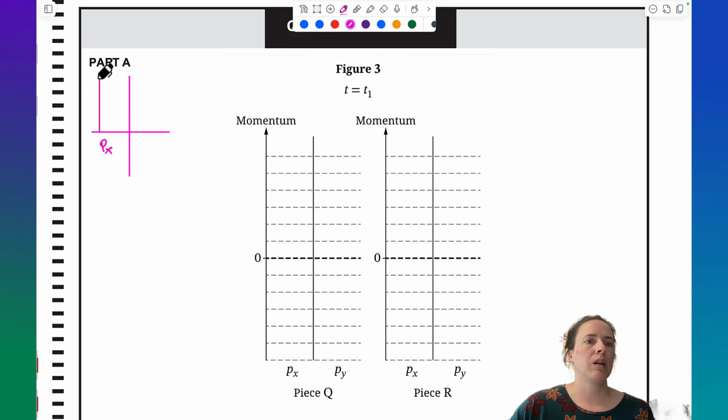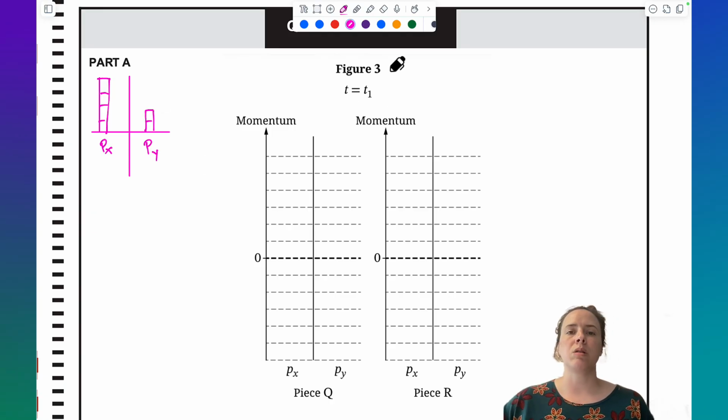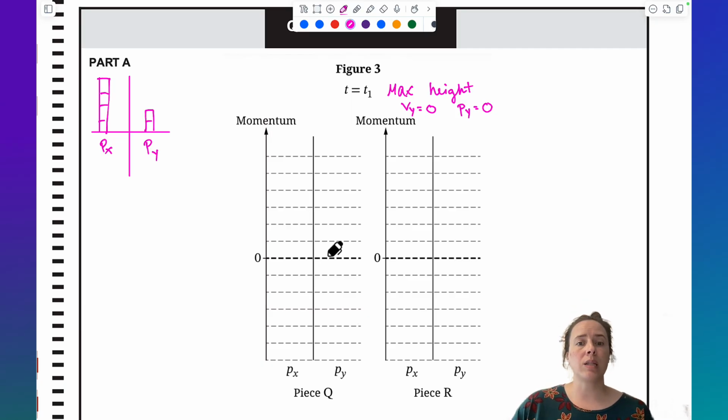So in the original figure, they give you px of the original guy. He's 4 boxes tall, and our py is 2 boxes tall. And they want us to draw the momentum diagram at t equals t1, which is at our max height. When we're at our maximum height, that velocity in the y direction is 0, which means our momentum in the y direction is 0, which makes sense because we have an external force in this case.